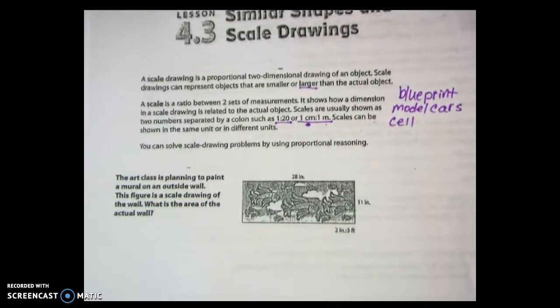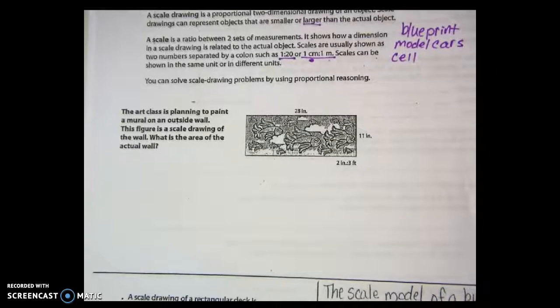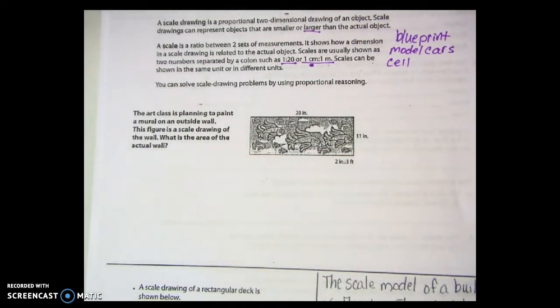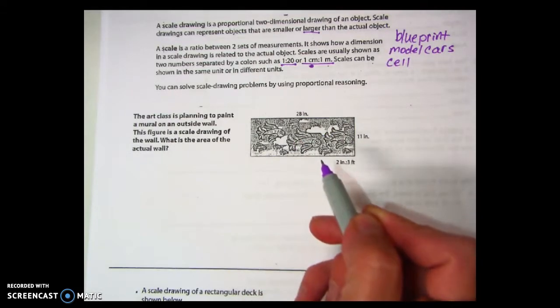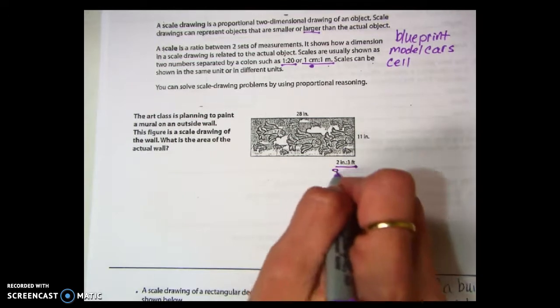So let's look at a couple examples. The art class is planning to paint a mural on an outside wall. So they're going to paint this picture on the large wall. Now they're not going to just walk up there and start painting. They have it planned out. So this is what they've drawn on paper that they're going to then transfer onto the wall. So this is the scale that they are going to use.